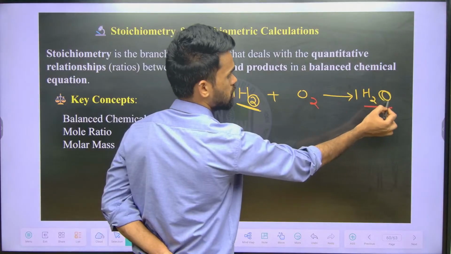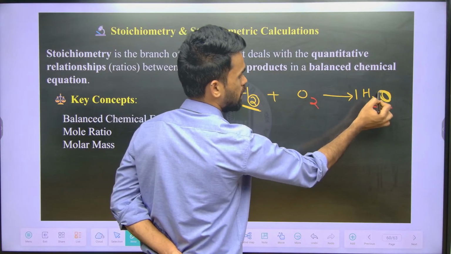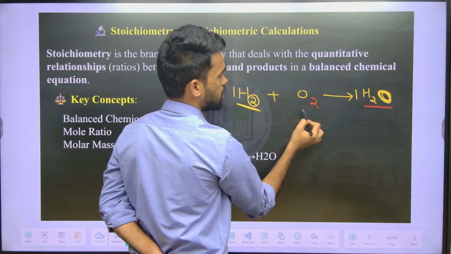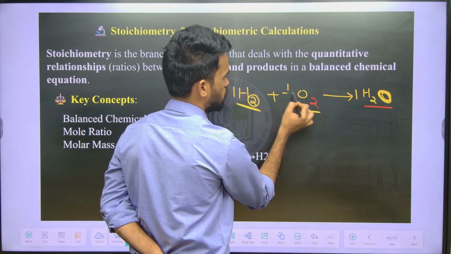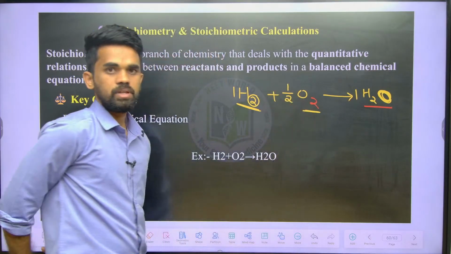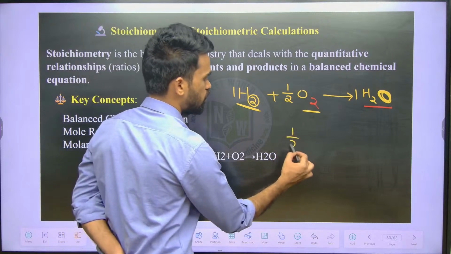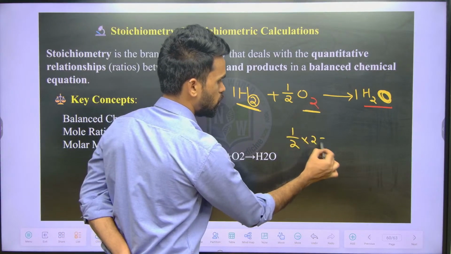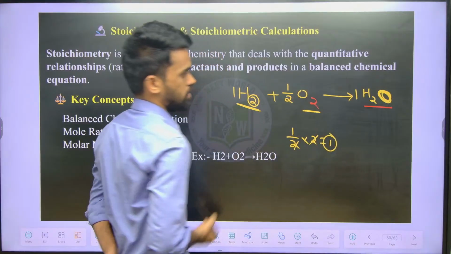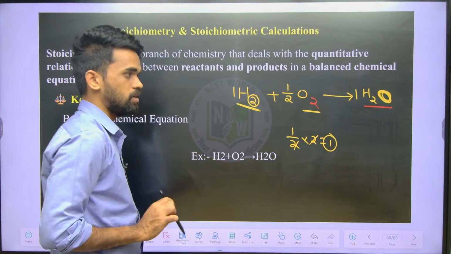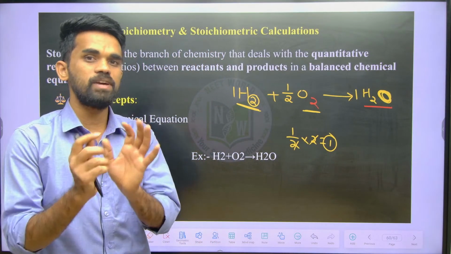How many oxygens are there at the product side? It is only 1. But on the reactant side, 2 oxygen atoms are there. So take it as half. Half into 2 will be how much? 1 oxygen atom, like this. Okay, I hope it is clear. First step is to balance the given reaction.